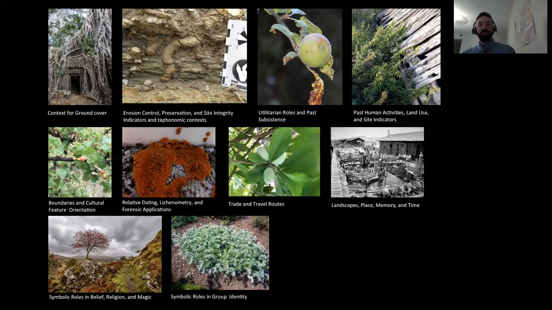There's its use in trade and establishing travel routes and relationships, and traveling through space. And it's also held very important social importance in the construction and making of places, as well as use in expressions of belief, in magic, and in symbolic uses of group identity.